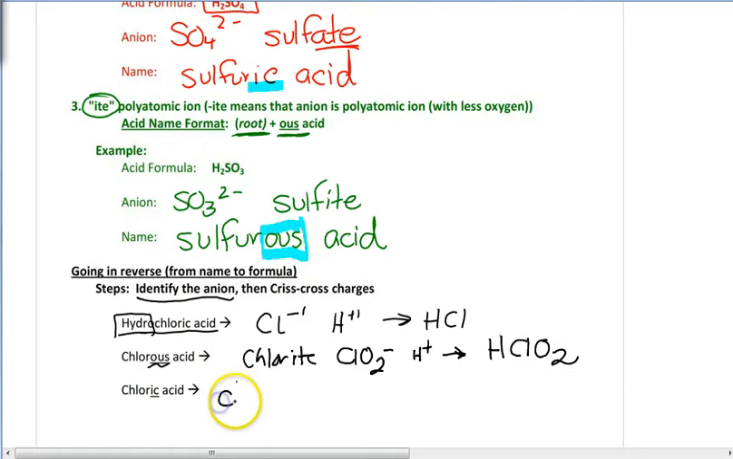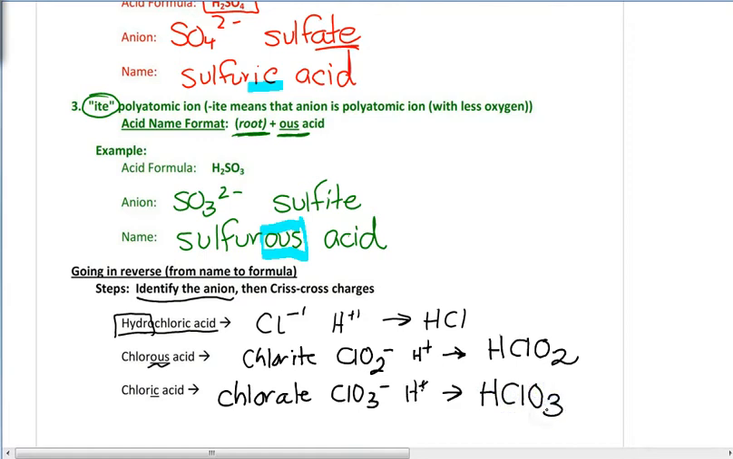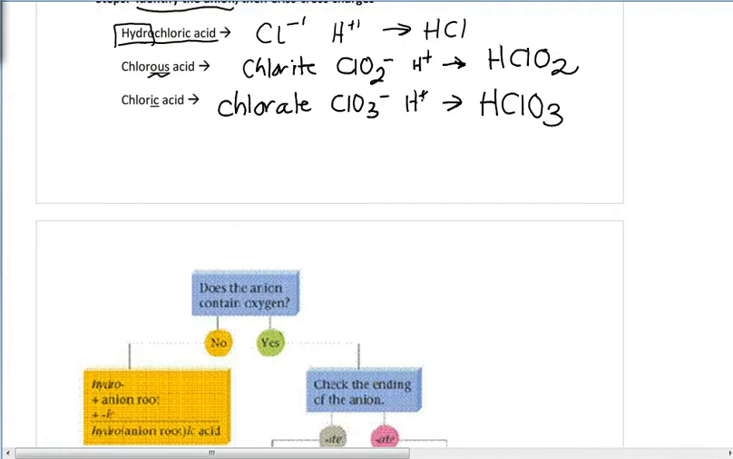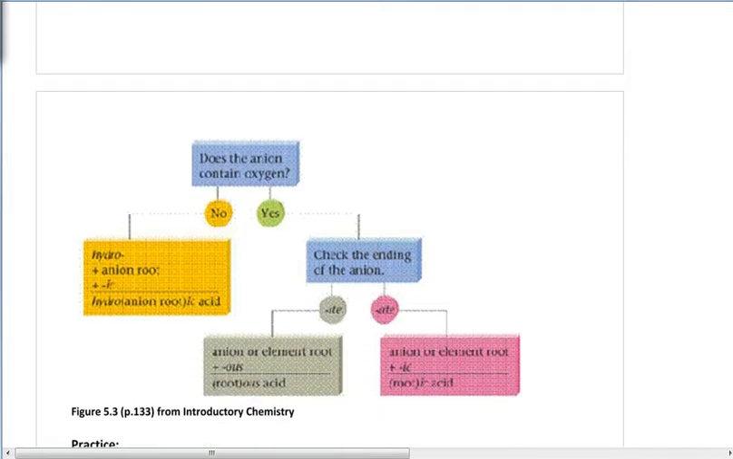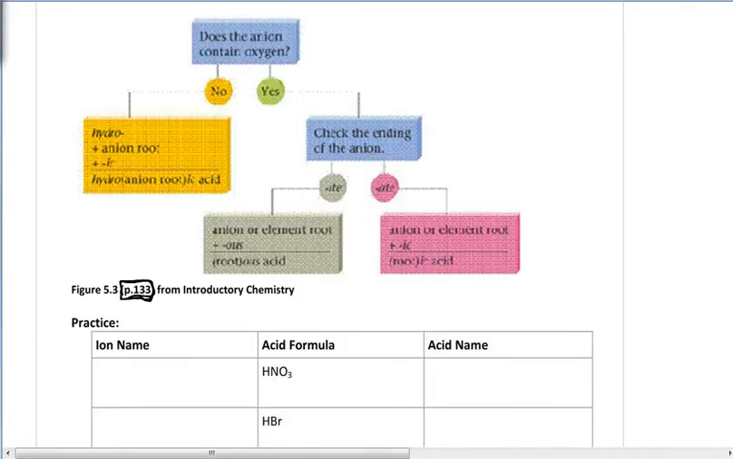And then chloric acid would come from chlorate, which is ClO3-. So put that with an H+. That'd be HClO3, chloric acid. Okay, folks, that's naming. Why don't you try a few on your own here? Oh, wait, I forgot. I have this beautiful flowchart from your book. It's a little bit blurry here, but check out page 133. This will kind of give you a visual of the naming rules that we just discussed.